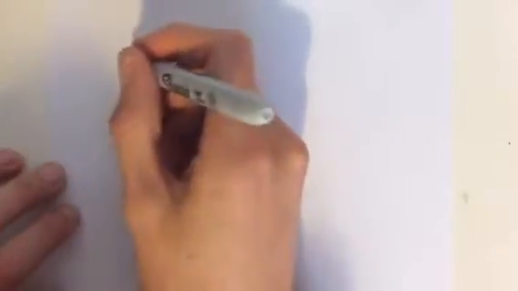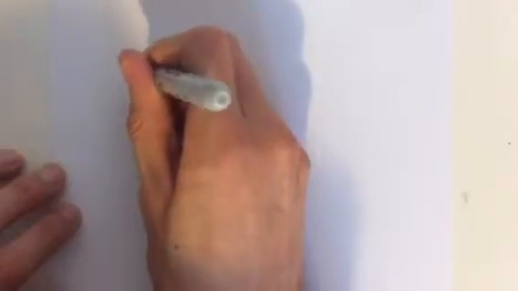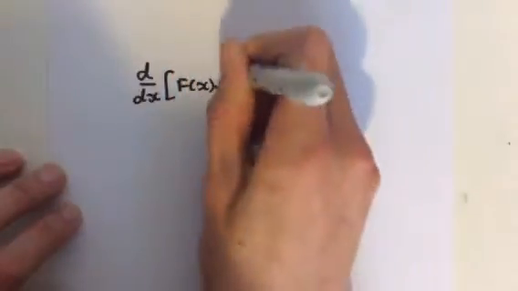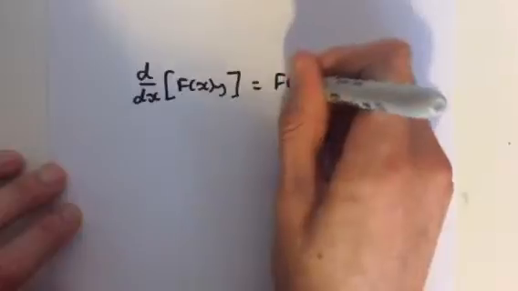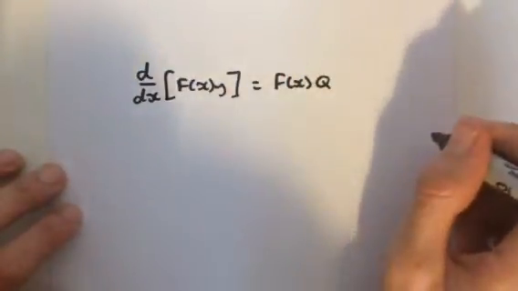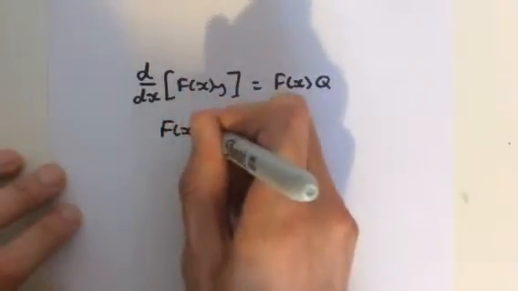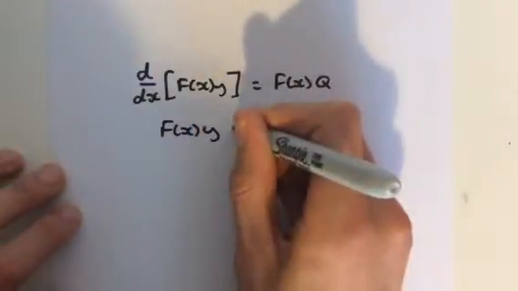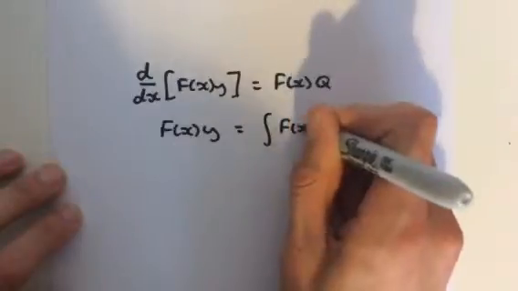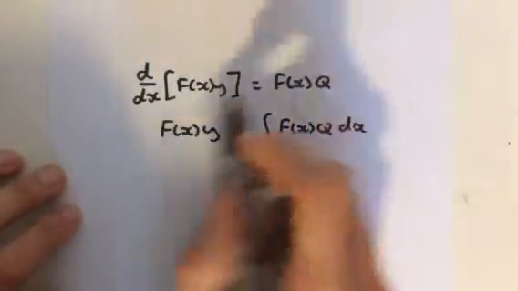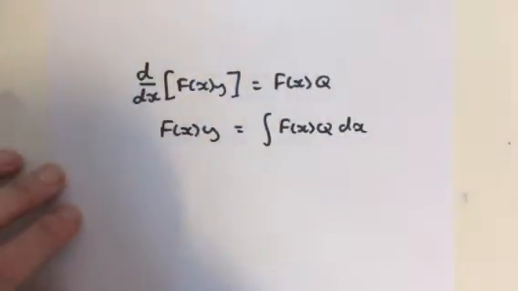If we do that, I'll write it out again. We have the left-hand side of our product rule, d/dx of f(x) y, and we compare it to the right-hand side of our differential equation, which is f(x) q. Now, integrate both sides. We're going to get f(x) y is equal to the integral of f(x) q dx. Just integrate both sides. Integrating the derivative cancels it out.